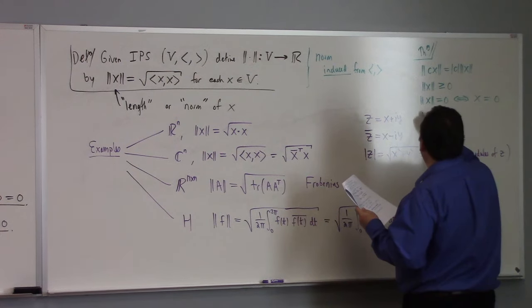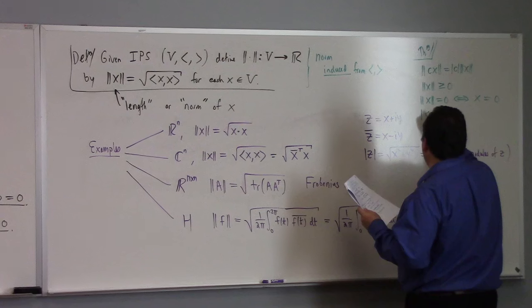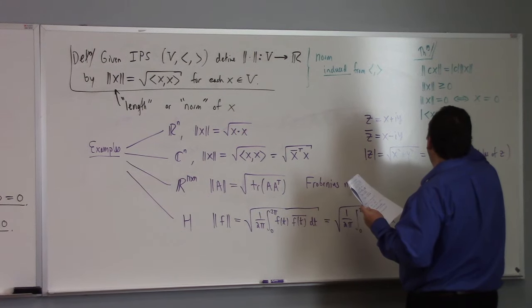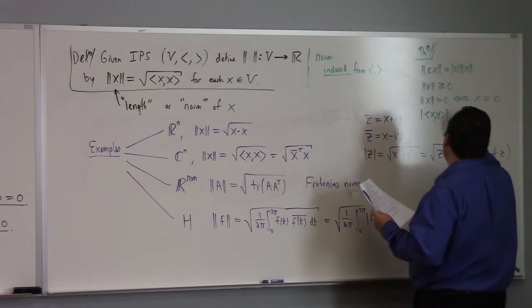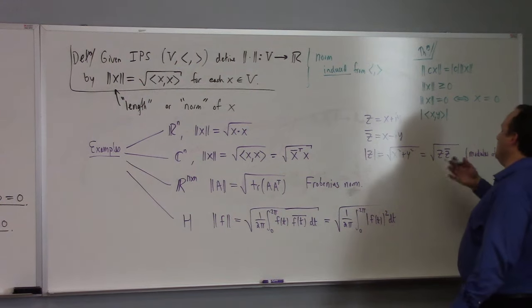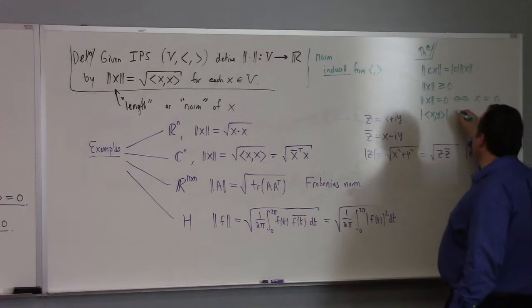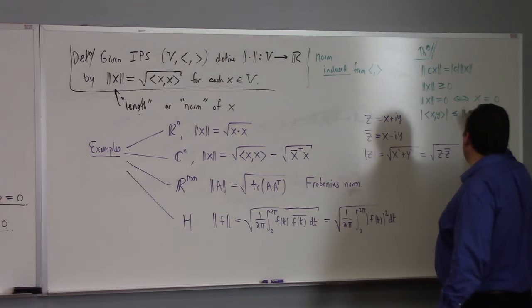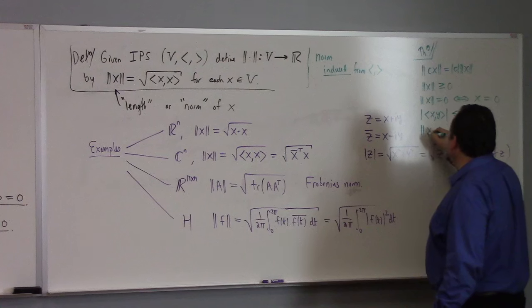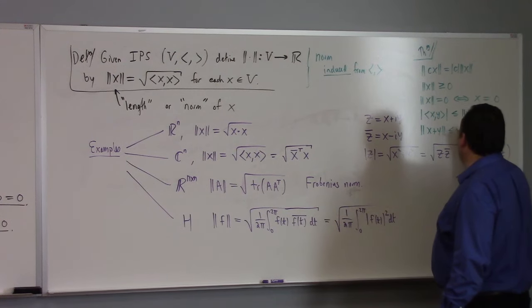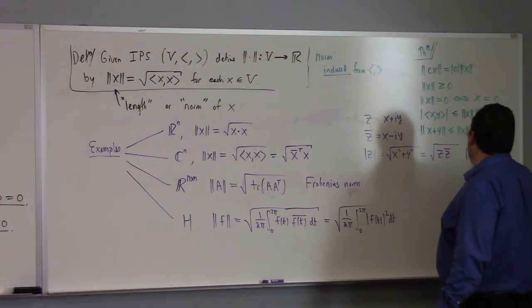And the absolute value of the inner product of x and y is less than or equal to the product of the lengths of x and y. This has a name. This is the Cauchy-Schwarz inequality. And finally, the triangle inequality. The norm of x plus y is less than or equal to the norm of x plus the norm of y.